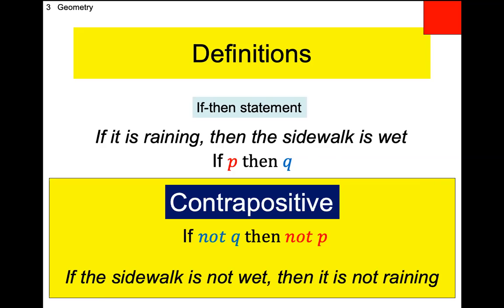Look at the homework here. It says write the contrapositive, write the inverse of these statements. Then there's a table that has you writing the statements and then figuring out if the statements are true or false. And that's what we'll talk about next.